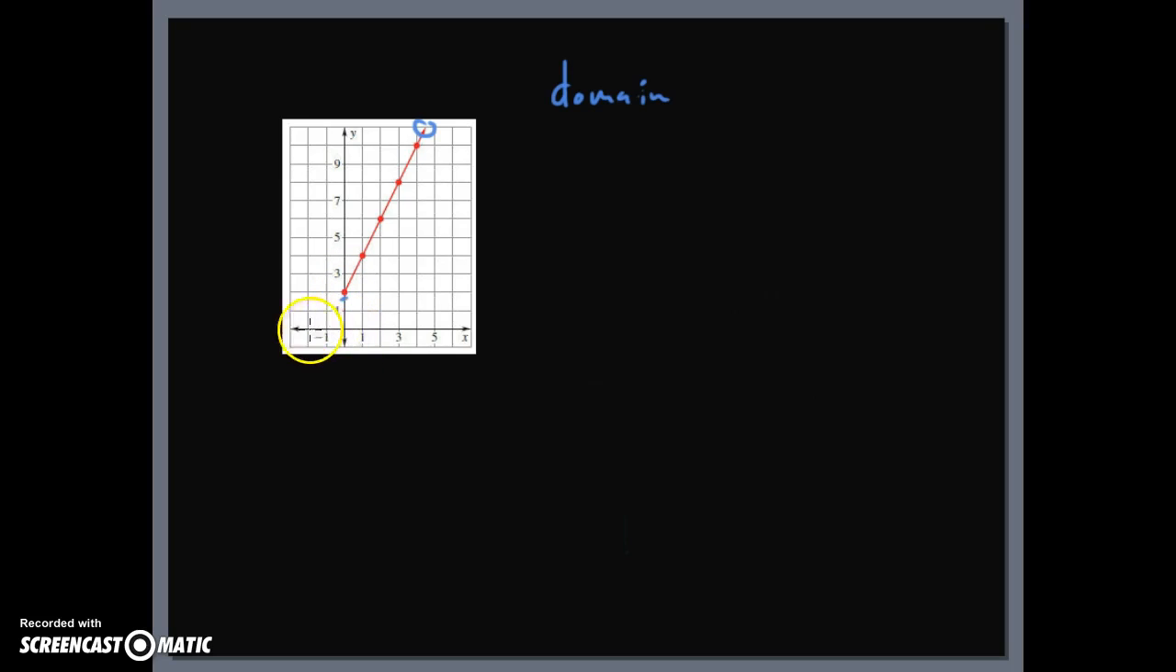And it looks like the x value that it's starting on is right here, which would be 0. So we can say that 0, and I'm going to use a bracket because we know what the value is. Definitely, we use a bracket.